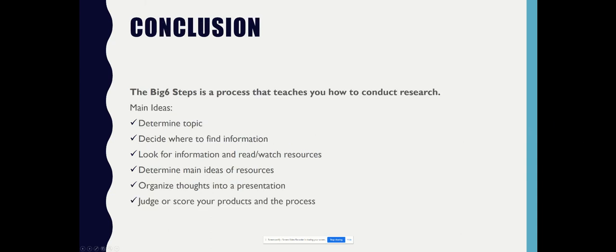In conclusion, the Big Six is a process that teaches you how to conduct research. This presentation shared a handout that outlines all of the steps and includes additional resources. When participating in the Big Six research process, you will determine the topic, decide where to find information, look for information and view the resources, determine the main ideas of the resources, organize your thoughts into a presentation, and finally, judge your product and the process you went through.